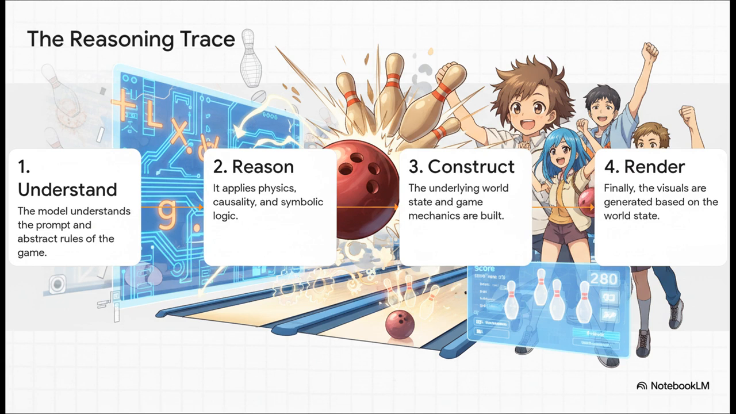A heavy ball hits wooden pins, which causes them to fall over. Simple, right? Third, it constructs the world state. That's the exact position of every pin, the score, whose turn it is. And only after all that logical work is done does it actually render the visuals you see.